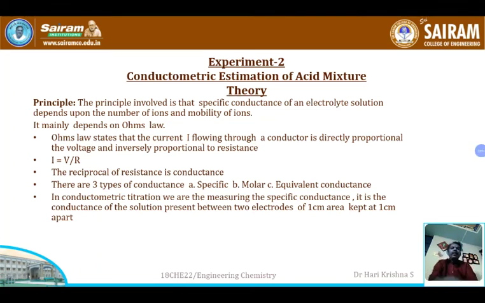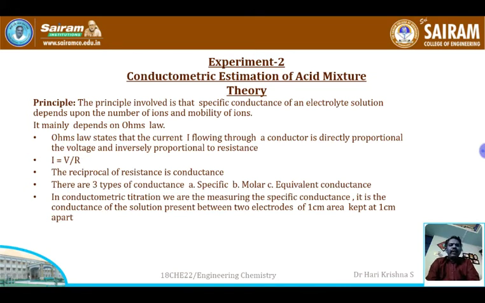Good morning. In our previous experiment, we have seen how to estimate a phase, that is redox reaction, by measuring the potential. So today we are going to see how to determine the end point of mixture of acids. The same experiment can be done by our classical volumetric estimation.